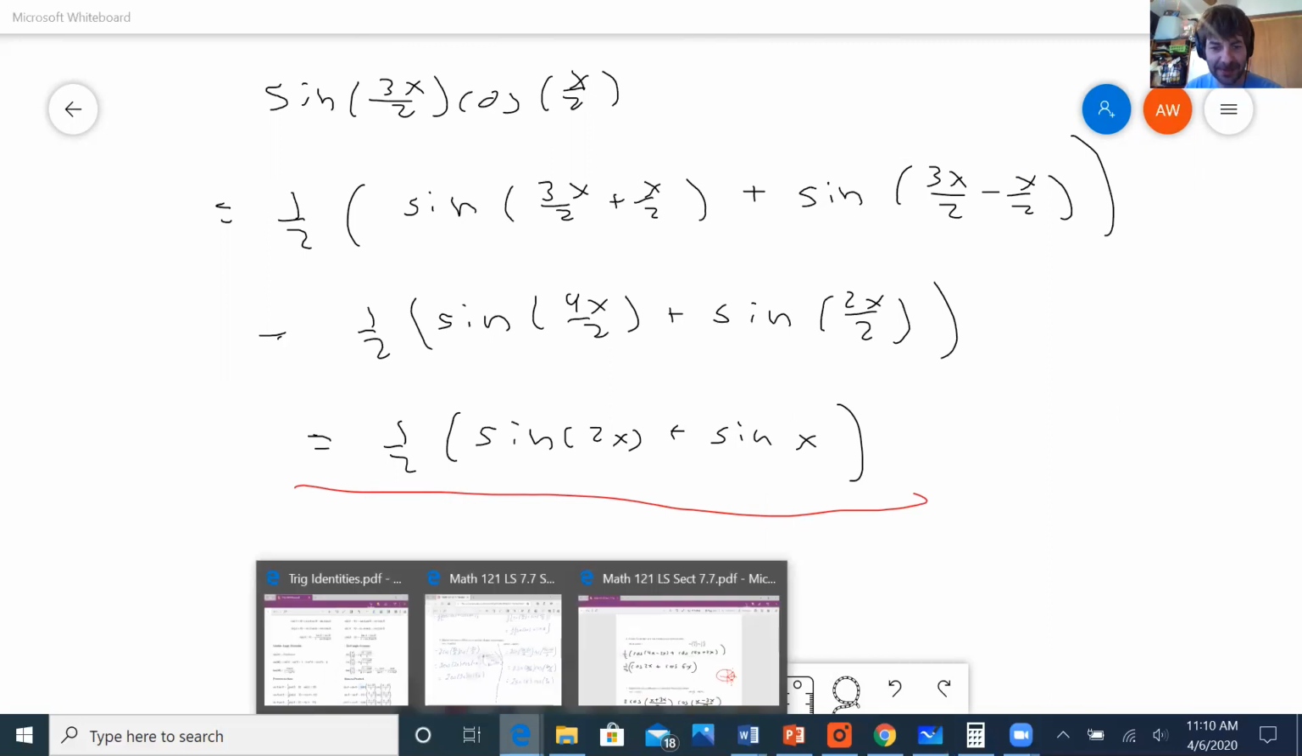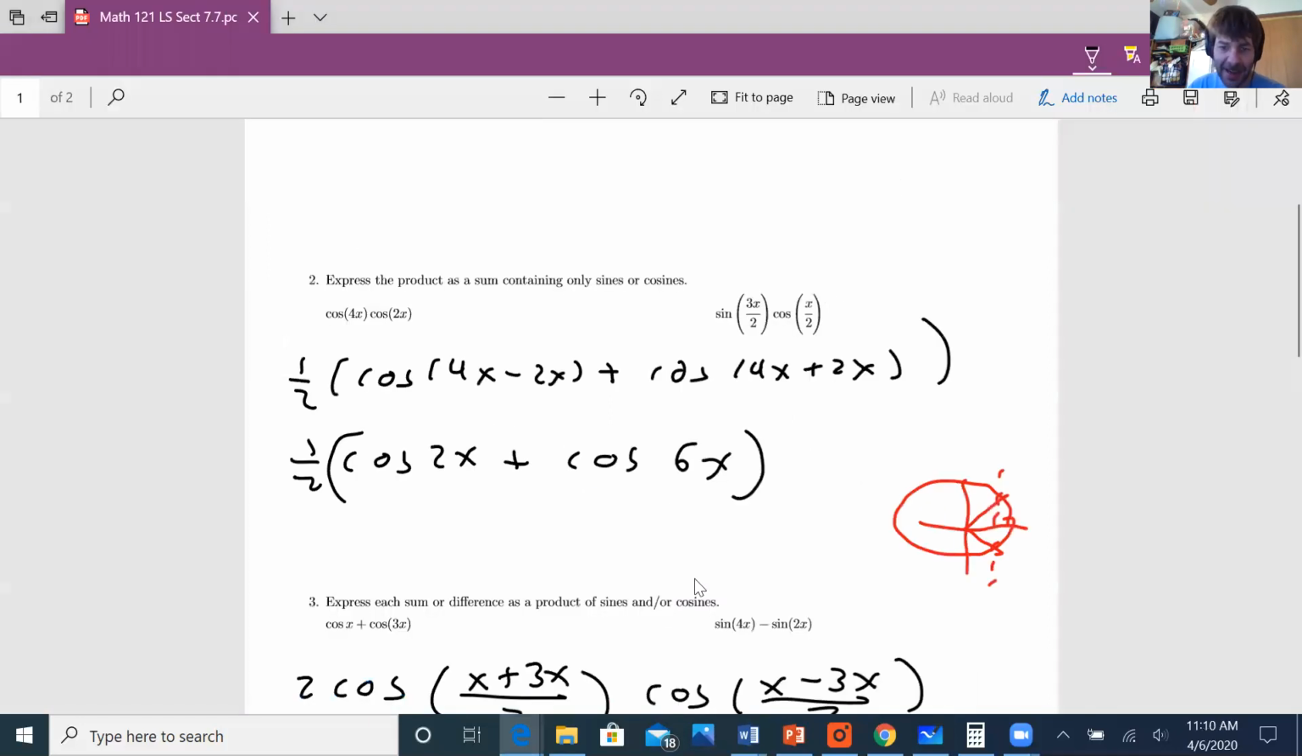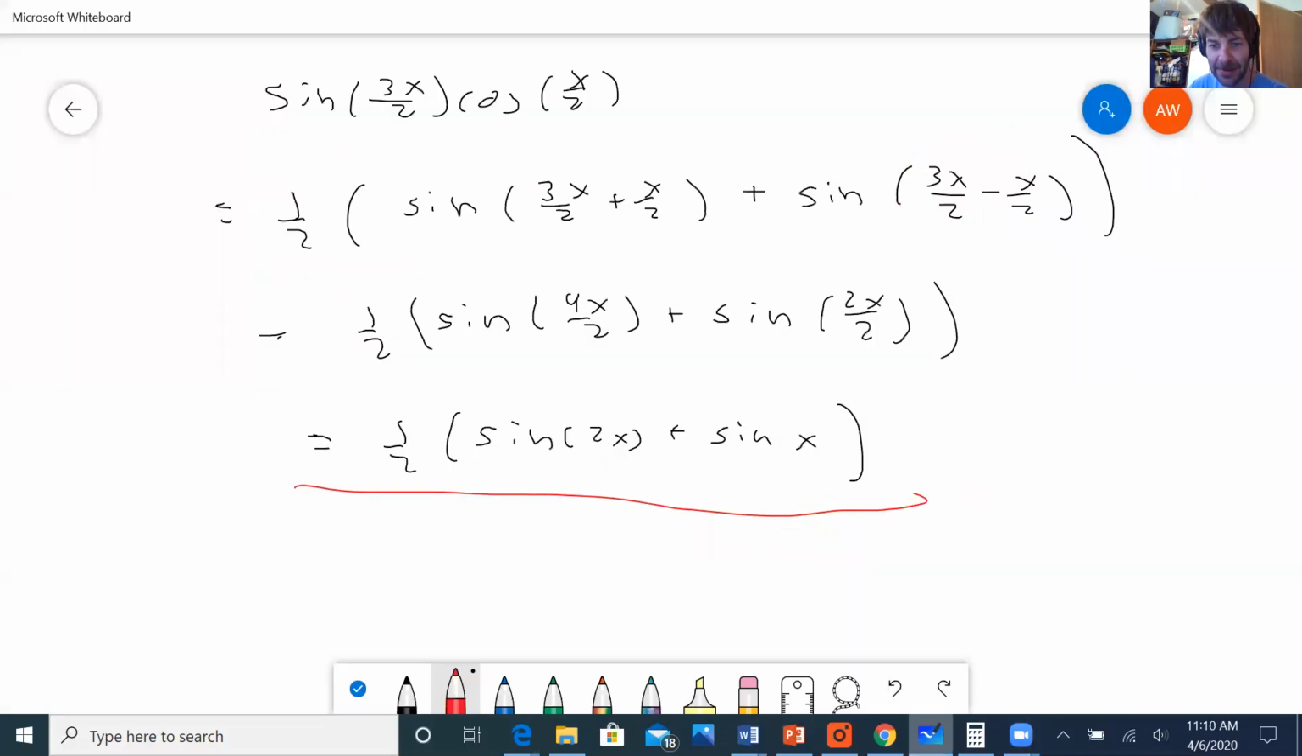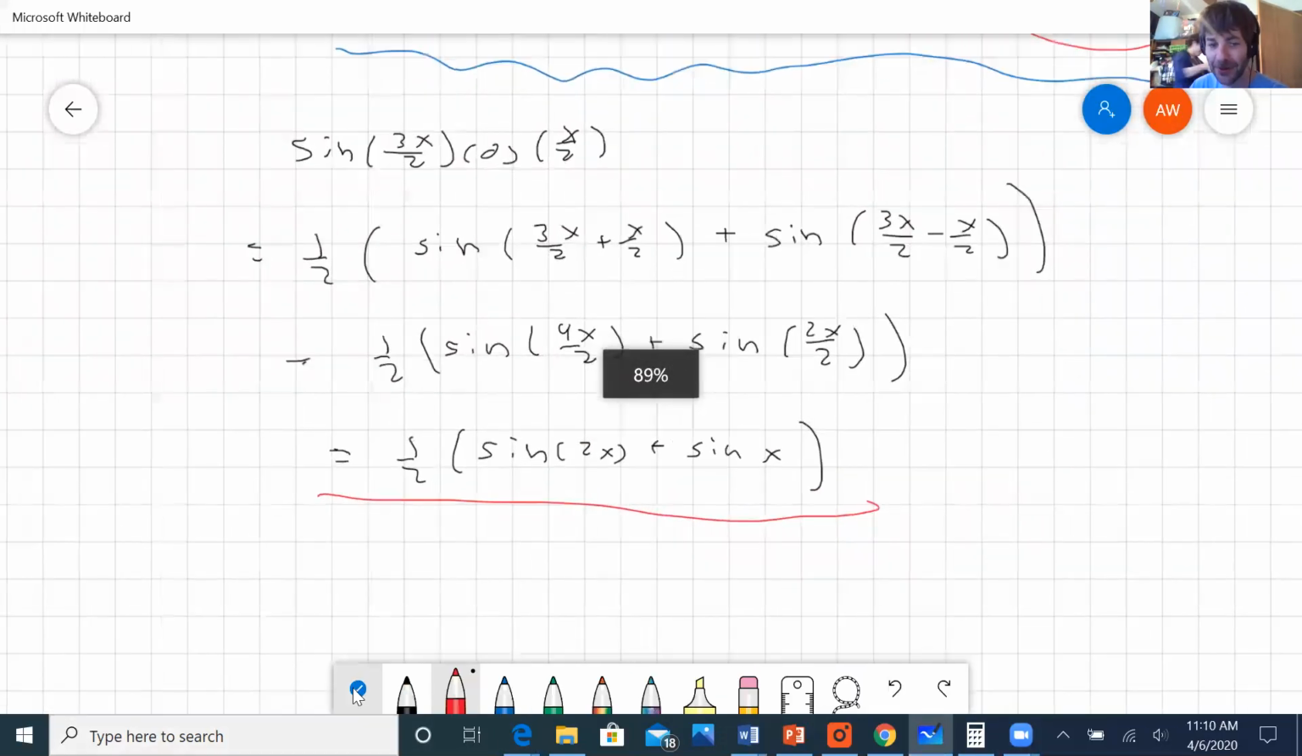All right, the next one. These are pretty nice, pretty straightforward. They're really just looking at that identity right here. Now it says express the sum or difference as a product. So I did one where I had a sum and put it as a product. Now I have this one that I want to put in as a product.